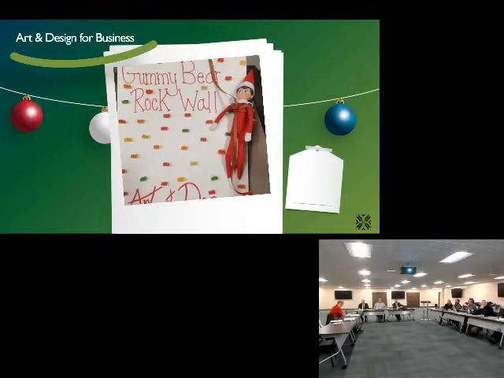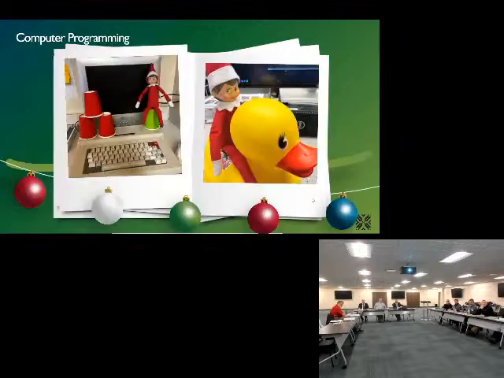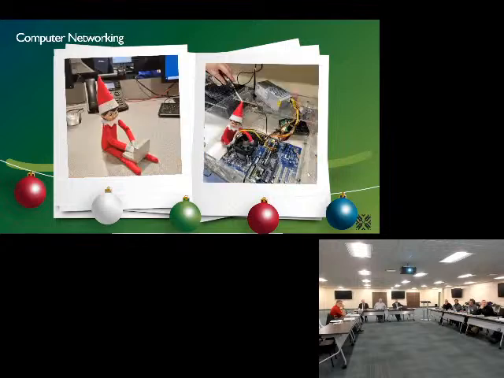Although these elves do have other names that were given by her children, at ECTS we call him Eagle Eye Elf. So this is Eagle Eye Elf at Art and Design for Business. They created a gummy bear rock wall. Computer programming, he was just bebopping around the lab, getting into mischief. Same thing with computer networking, they put him inside computer parts. Some of them would send me 10, 12 pictures and I would weed them down to just a couple. They had so much fun.